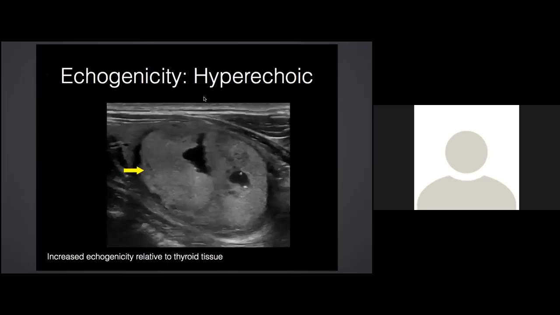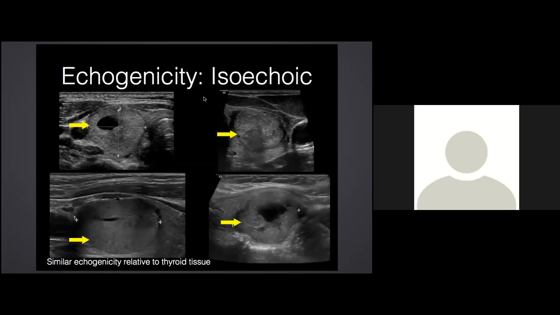This is a very nice example of a hyperechoic nodule. Again, these are typically benign nodules. This nodule also has some cystic components to it. As you can see, compared to the rest of the thyroid, there is increased echogenicity. These are some examples of isoechoic nodules, where the echogenicity is very similar to the rest of the thyroid gland.